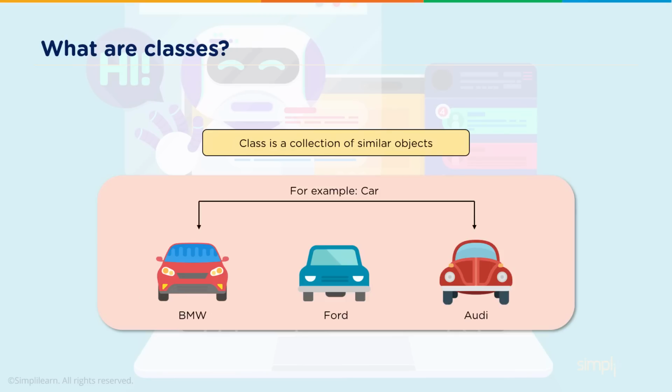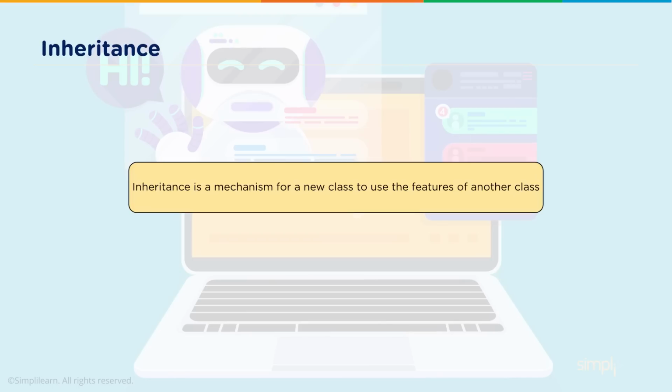So we define a class. A class is a collection of similar objects. So for example, a car, we have BMW, we have Ford, we have an Audi. Inheritance is the mechanism for a new class to use the features of another class.